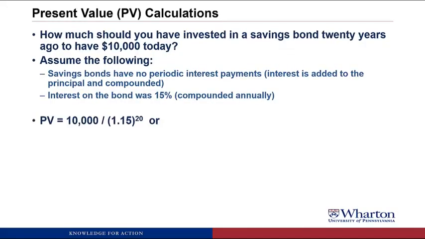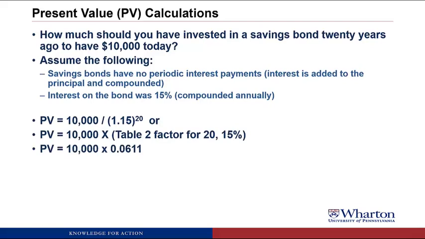If you want to do the formula, you could plug in $10,000 as the future value, divide that by 1.15 raised to the 20th power, so it's 15% interest rate over 20 years. Or we could calculate present value as 10,000 times the factor from the table, which we just saw was 0.0611. Either way, you come up with a present value of $611, which means that you would have had to invest $611 20 years ago at a 15% interest rate in a bond to have it grow to be $10,000 today.